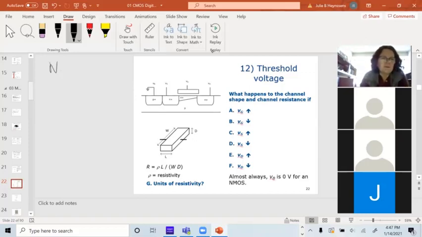For NMOS, the body always goes to the lowest voltage in the circuit, and that is generally ground. And this is to keep all these PN junctions back biased. If you forward bias those PN junctions, you get current in places you don't expect, and you get a big mess.